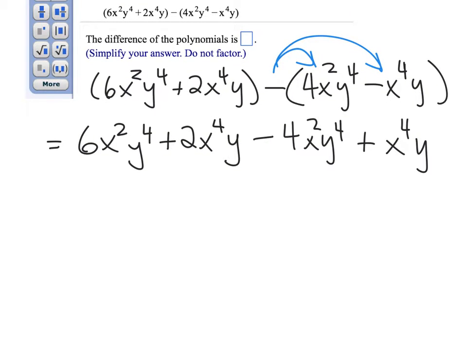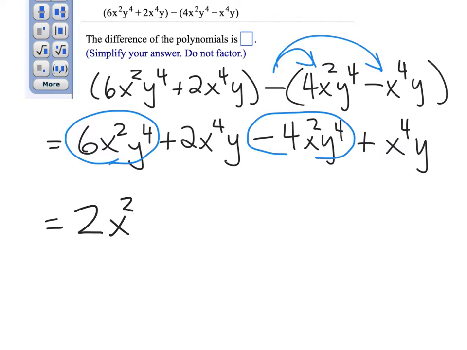And now we are going to combine like terms. So does this guy have any like terms? Yes, he does. He has it right here. So you end up with 6 minus 4. So that gives us 2. So it's 2x squared y to the fourth.